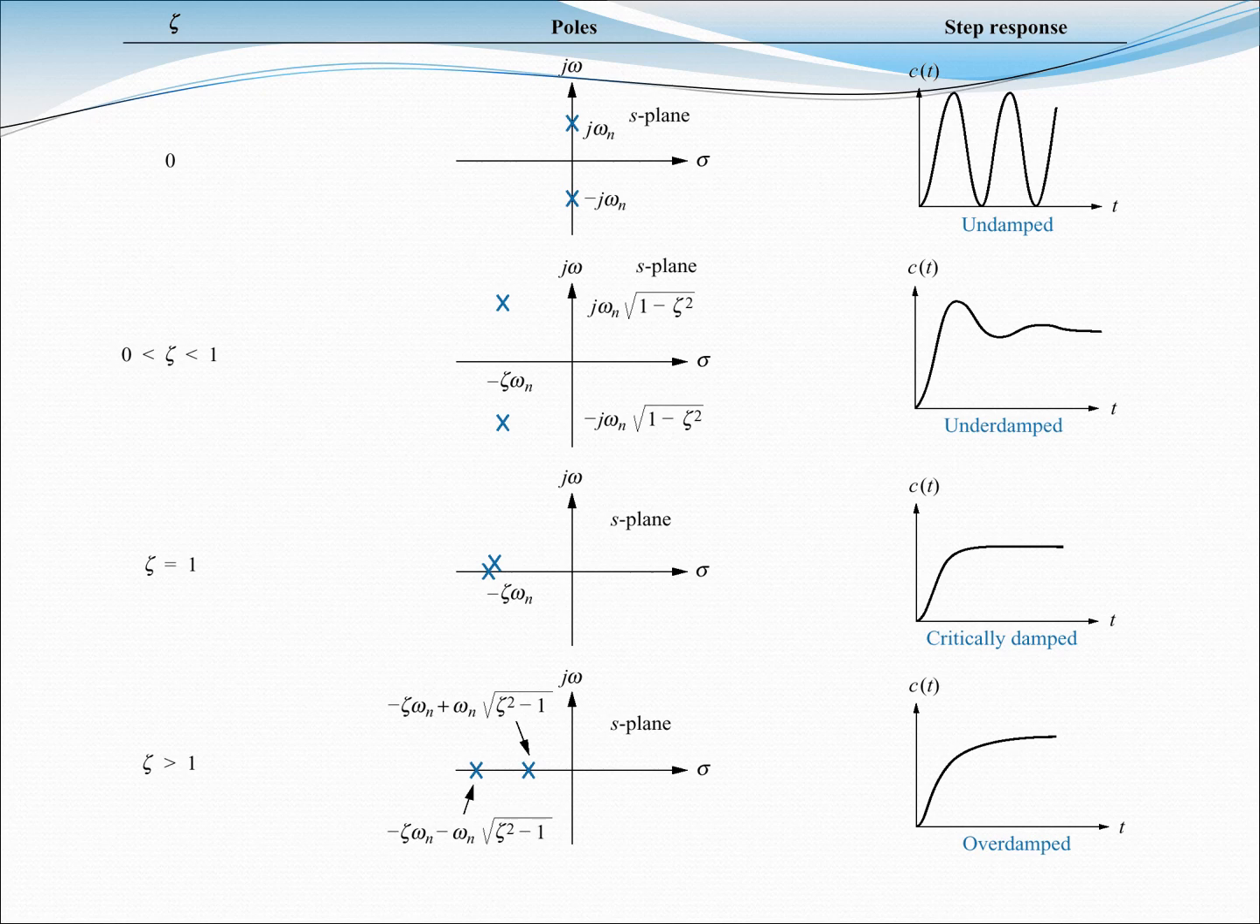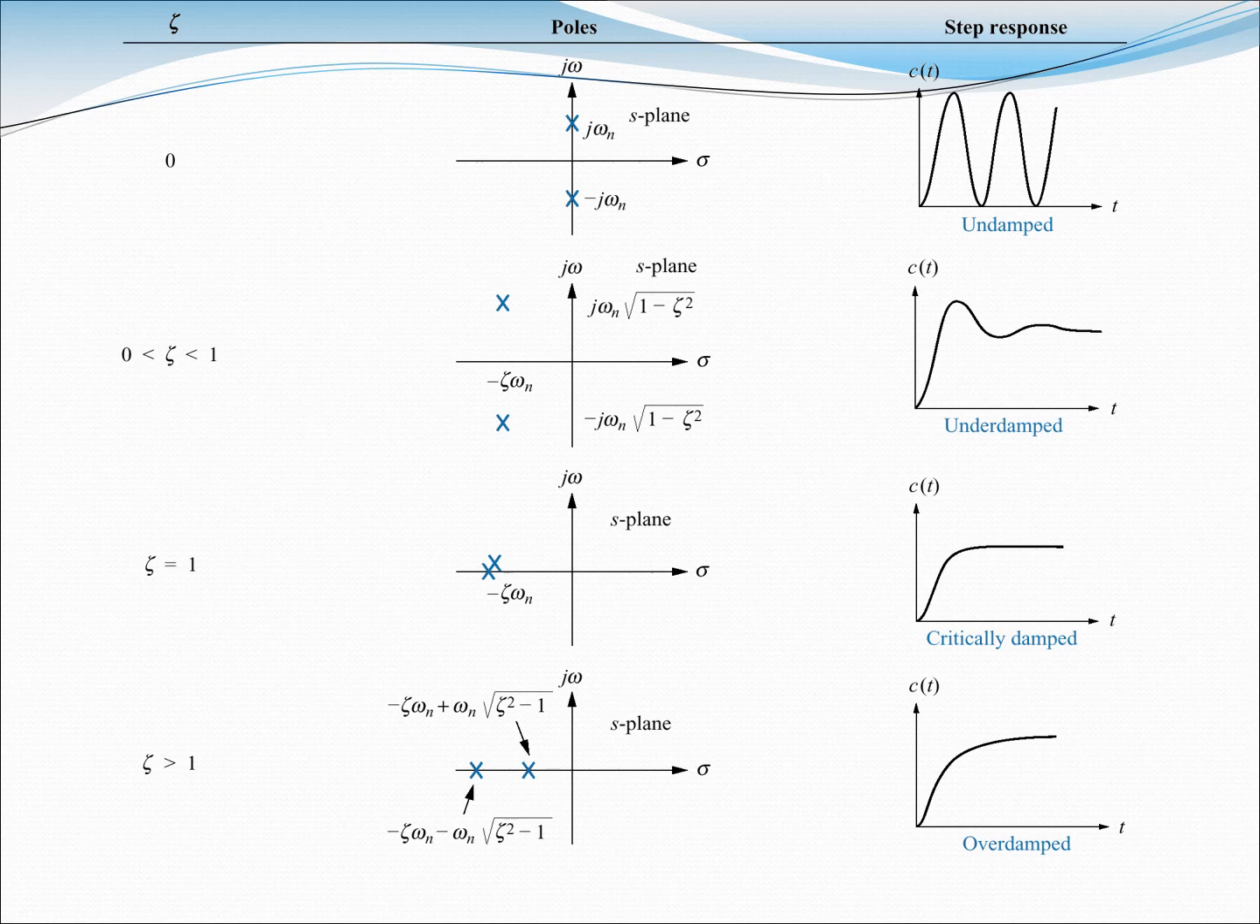Next, the second row, when zeta is between 0 and 1, if you solve the characteristic equation, you will get two complex poles with imaginary and real parts, like this figure. This we call the underdamped response. The third one, when zeta equals 1, you will get two real poles at the same location. This is called the critically damped response.